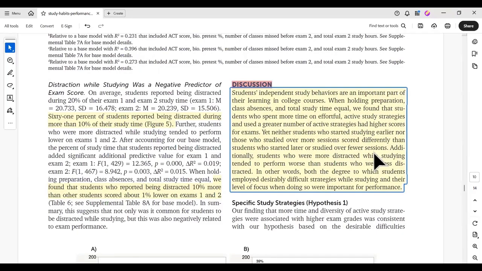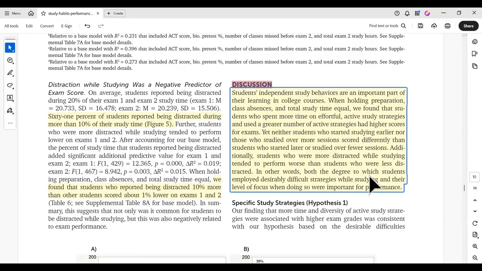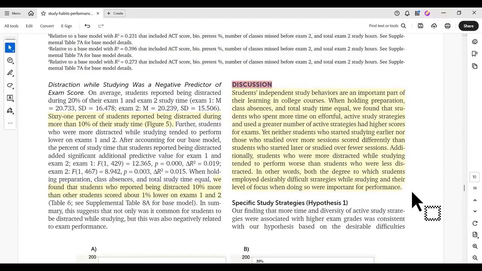You learned something useful. So even if you didn't support your hypothesis about how something is going to change, you still just report on it. Certainly don't falsify your data to make it look like this thing really happened. All right. Additionally, students who were more distracted while studying tended to perform worse than students who were less distracted. In other words, both the degree to which students employed desirably difficult strategies while studying and their level of focus when doing so were important for performance.